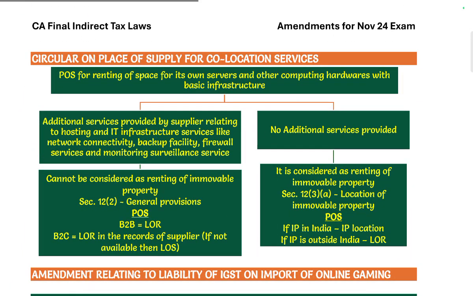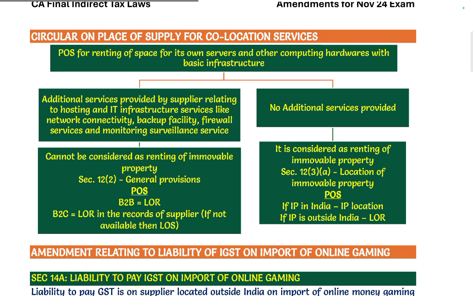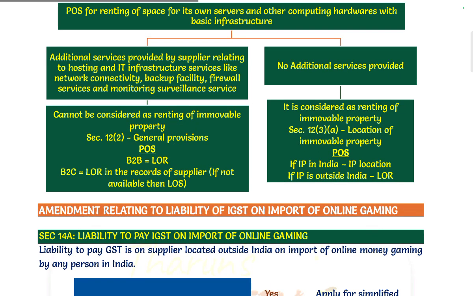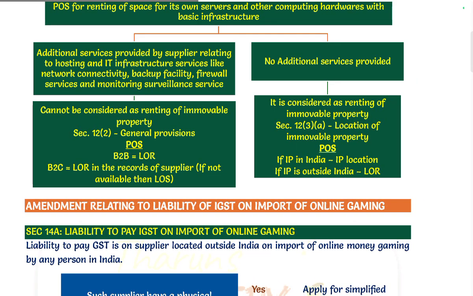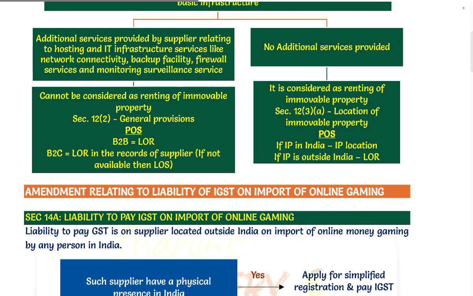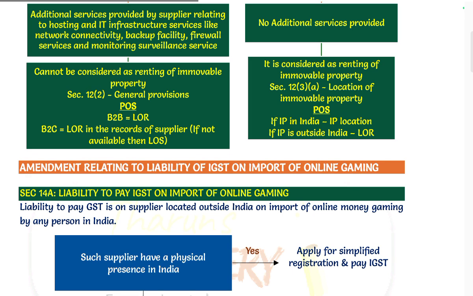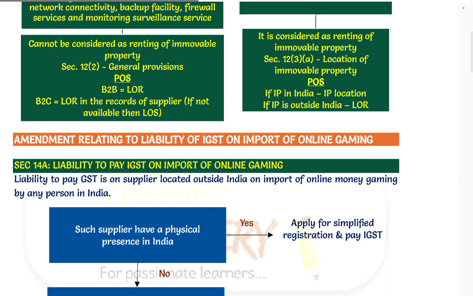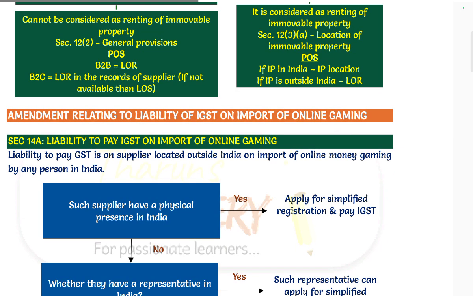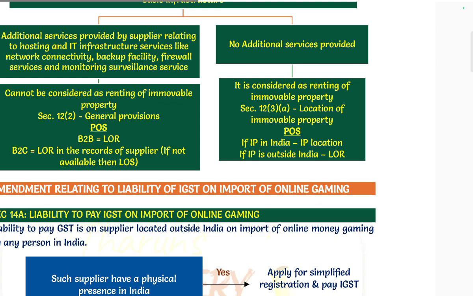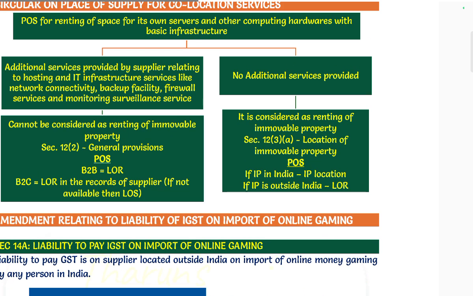Circular on the place of supply of co-location services. The PO is a renting of space for its own servers and other computation hardware with the basic infrastructure. Additional services provided by the supplier relating to hosting and IT services, such as network connection, backup facility, firewall service, and monitoring and surveillance service, cannot be considered as a renting of immovable property. Under Section 10(2), the place of supply is, B2B, location of the recipient. B2C could be location of the recipient in the records of the supplier, if not available, location of supply. No addition to the service provided.